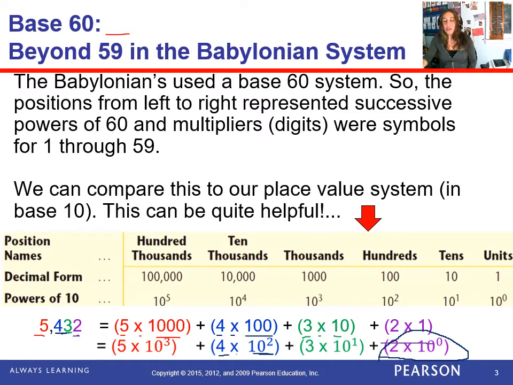Okay, so we're dealing with powers of 10. The Babylonians are dealing with powers of 60. So it helps to think about it in our base 10 system because we know that so well, and then we can use that to bridge us to that base 60 system. So let's take a look at a Babylonian number and see what it's really representing in our system.